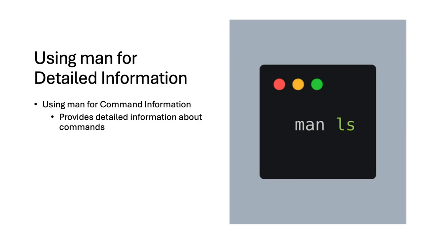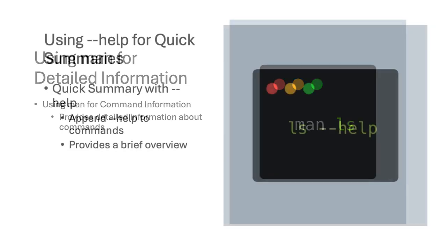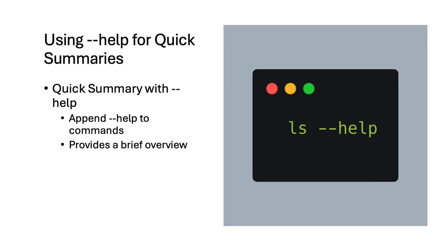Just to echo that, to get detailed information about commands, use the man command, which provides manual pages. That was the illustration in the last slide with the ls, but the man pages provide exhaustive detail for all the options, and there are lots of them, particularly for the ls command. To get a quick summary of most commands, simply append --help to them. This will provide a brief overview of the command's functionality.